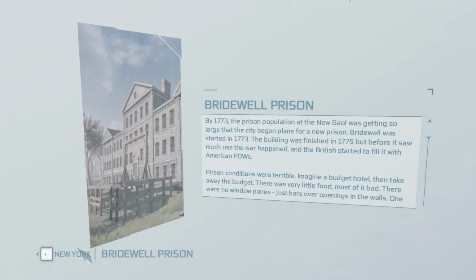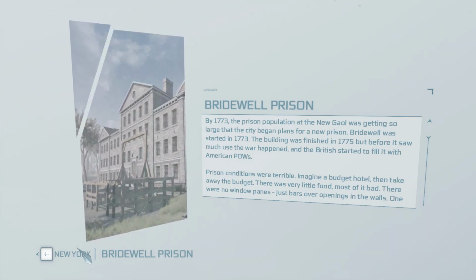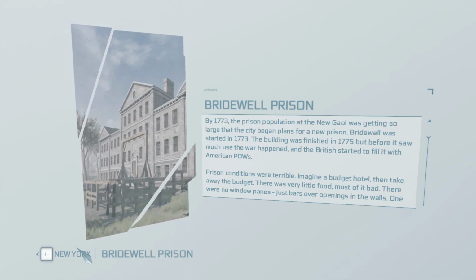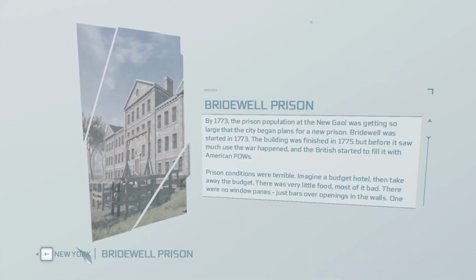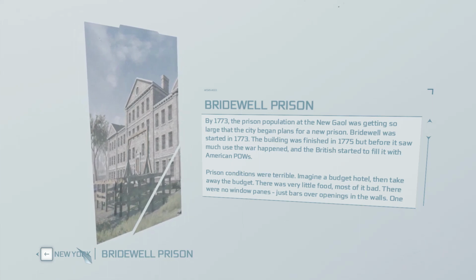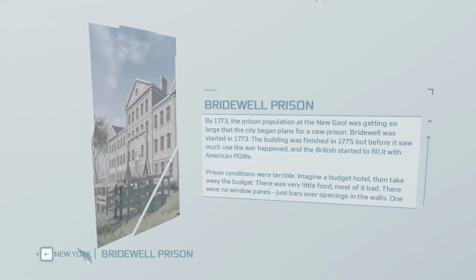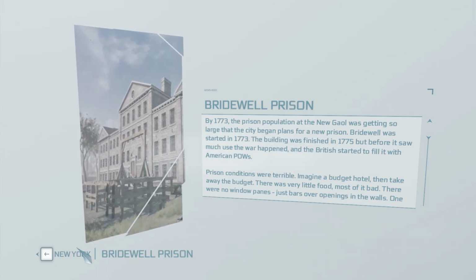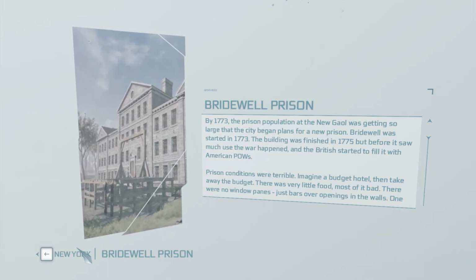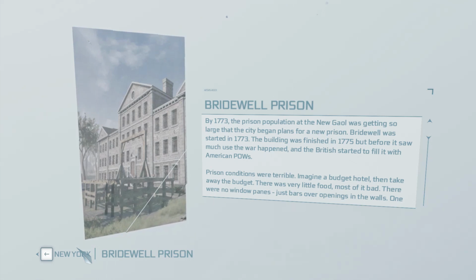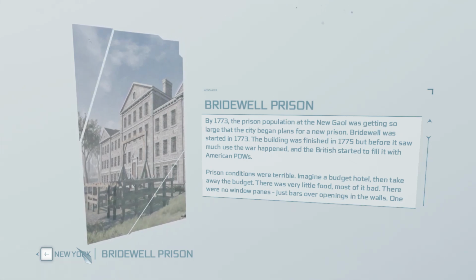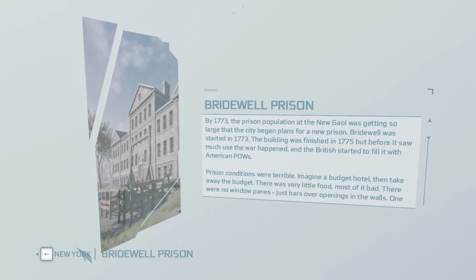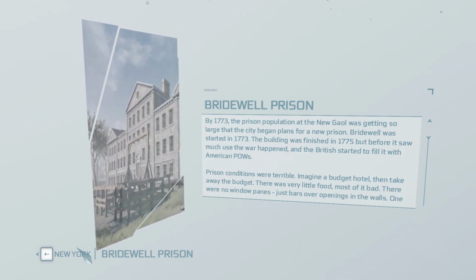By 1773, the prison population at the New Gaol was getting so large that the city began plans for a new prison. Bridewell started in 1773. The building was finished in '75, but before it saw much use, the war happened, and the British started to fill it with American POWs.